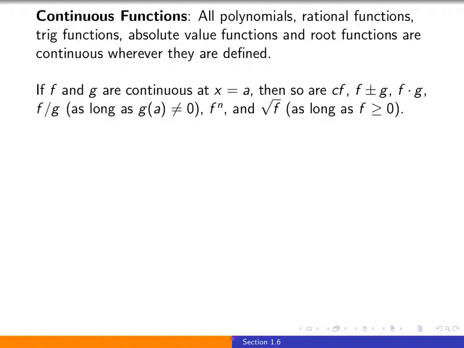Additionally, if you have two continuous functions, let's say f and g, and they are continuous at a point, then a constant times a continuous function is continuous, a sum or difference of continuous functions is continuous, a product or quotient of continuous functions is continuous as long as you're not dividing by 0. Raising a continuous function to an nth power or taking a square root will also be a continuous function as long as that square root is defined. So taking any of the continuous functions that we've encountered and combining them in a reasonable manner will give you another continuous function.